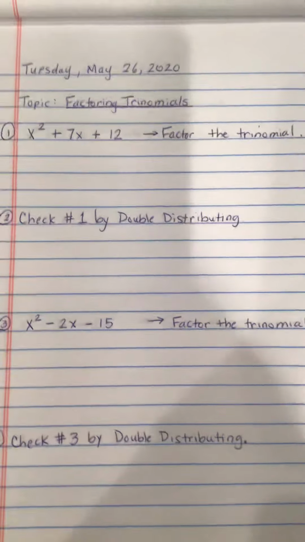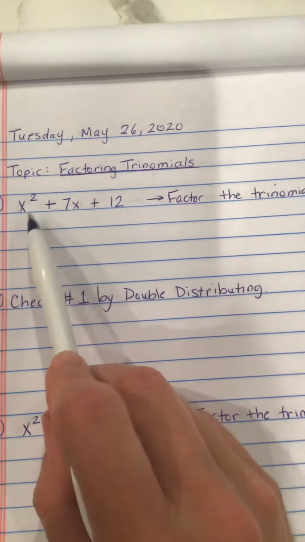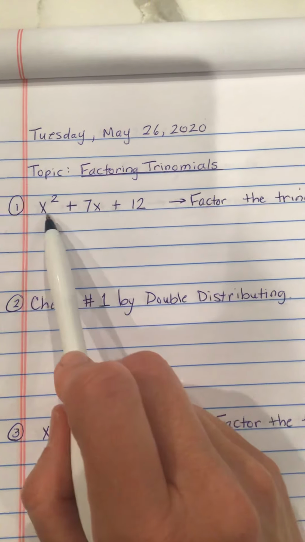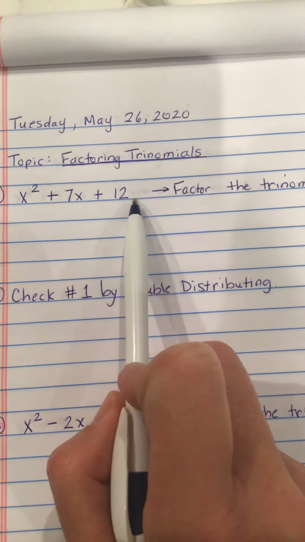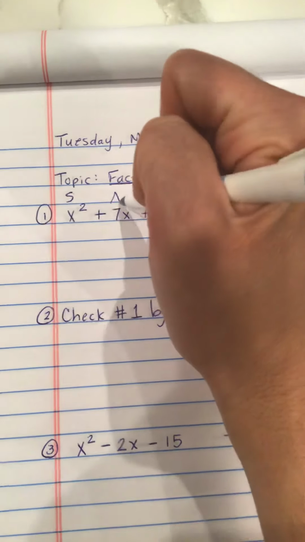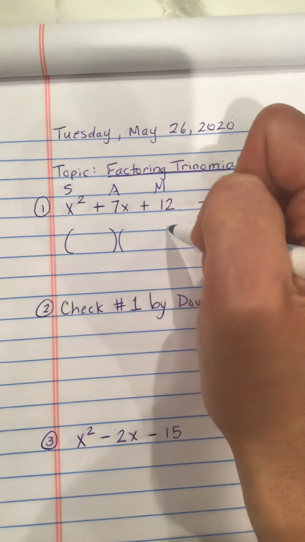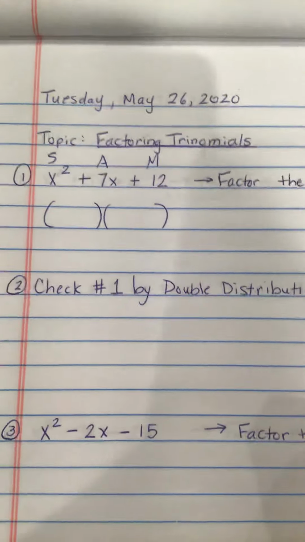Okay, so you are back. We're going to factor the trinomial. When you're factoring a trinomial and you see this x squared, then a number with an x, and then just a number, you're going to think of SAM: squared, add, and multiply. And you're going to make two binomials that would multiply to give you this trinomial.